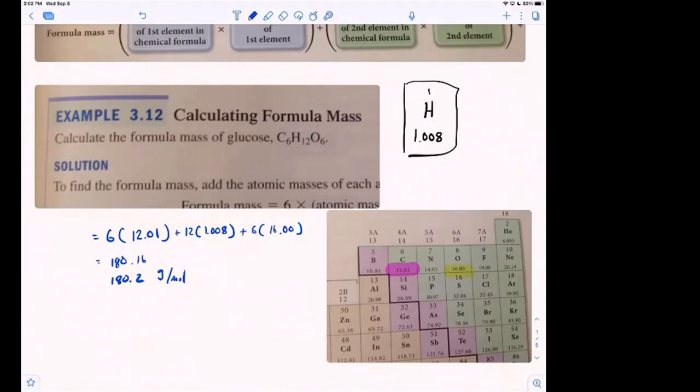So glucose and fructose weigh the same. Yeah, they do. But they're very different. They taste different. Fructose is sweeter to us humans.